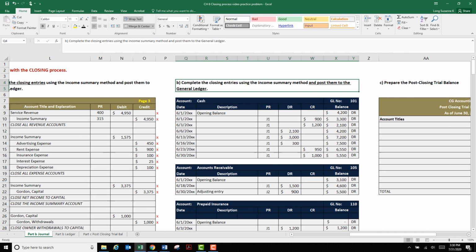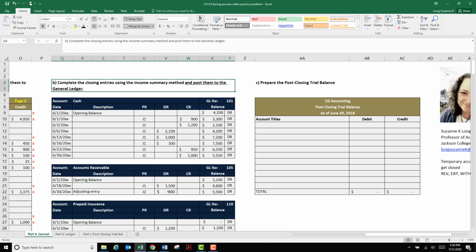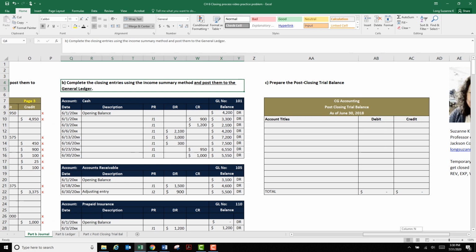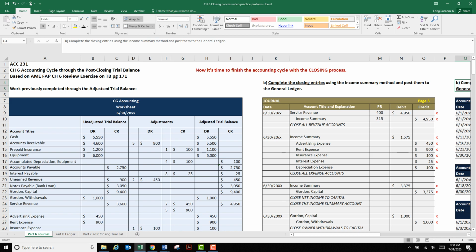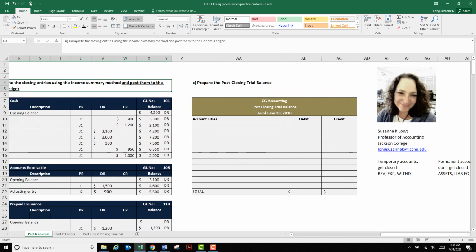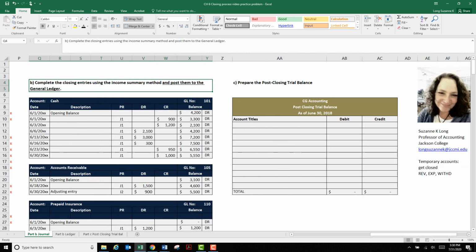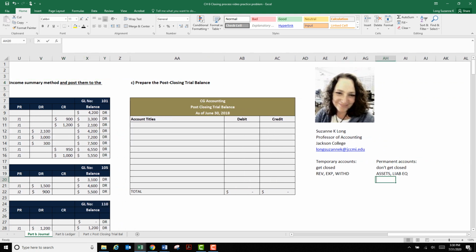The last piece to do is the post-closing trial balance. We're going to have our accounts from here, the ones that are permanent and have not been closed, are going to show up here. Maybe we could add that to this. Permanent accounts on the post-closing trial balance, and not on the post-closing trial balance because they got closed out. They're gone.